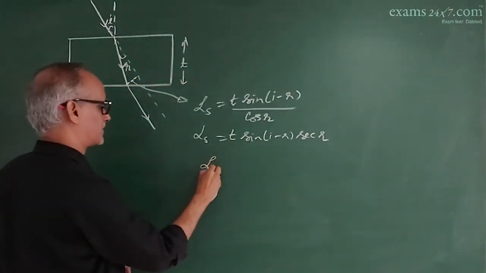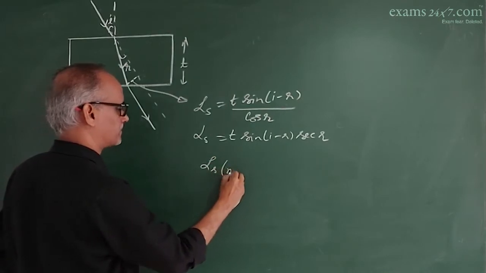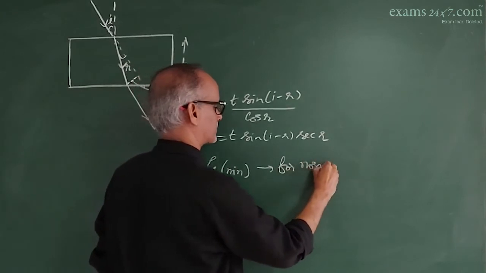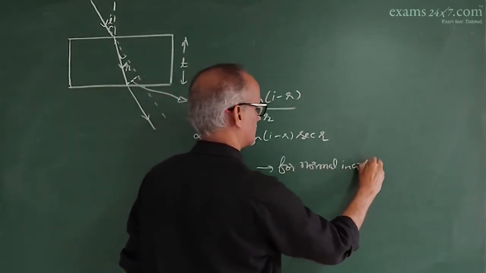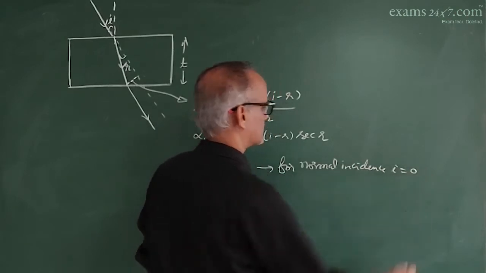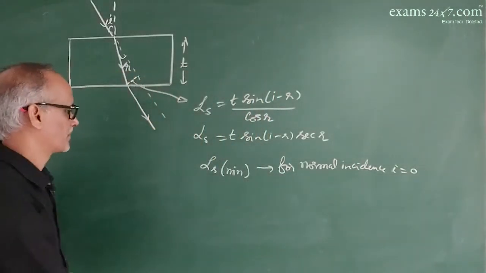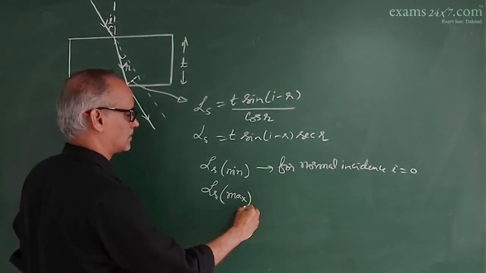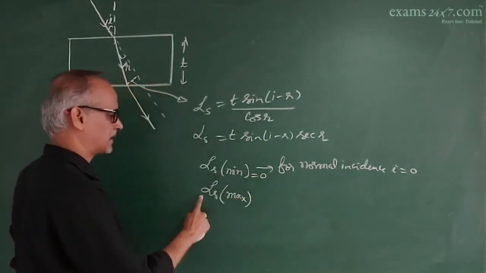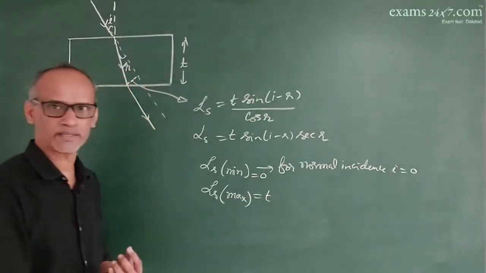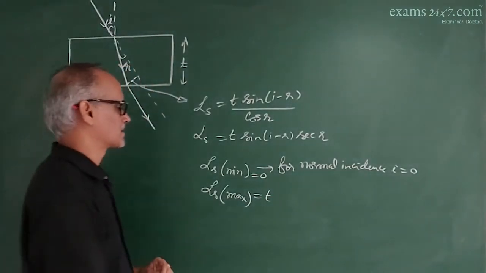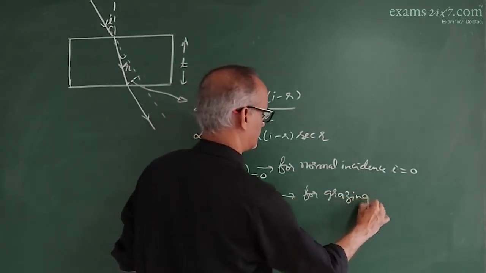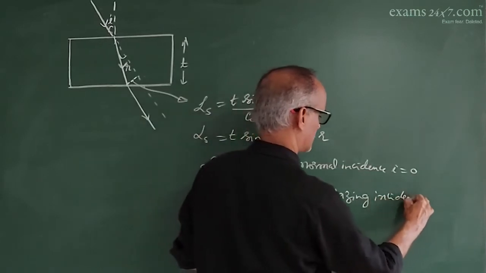Now this lateral shift is a minimum for normal incidence. So what do you mean by normal incidence? Normal incidence is one where the angle of incidence is 0. And the lateral shift is a maximum. Here the lateral shift is 0, which is minimum, and the lateral shift is maximum, whose value is equal to T, the thickness of the parallel-sided slab, for grazing incidence.